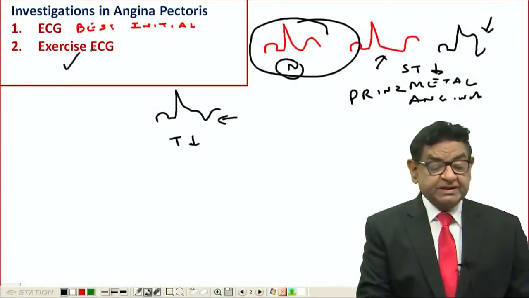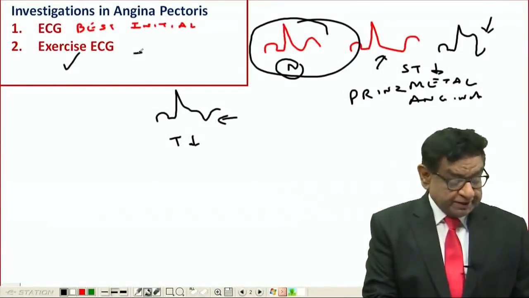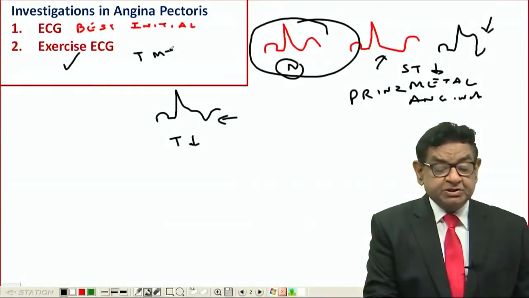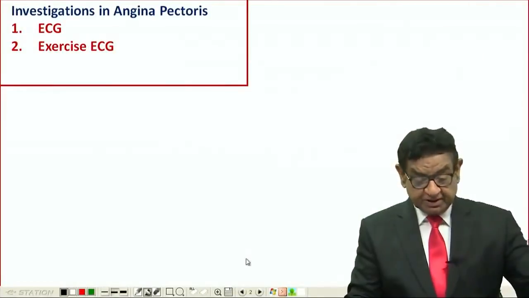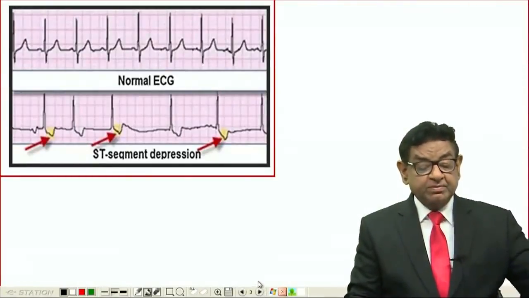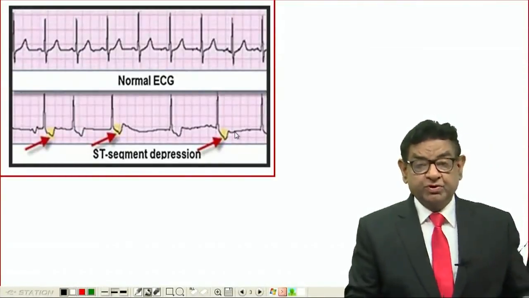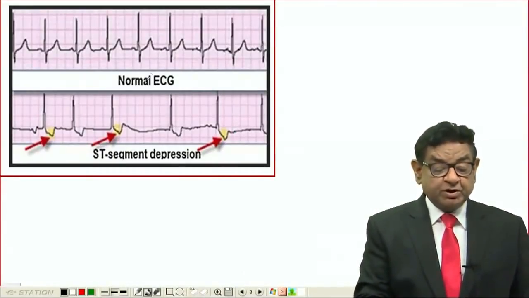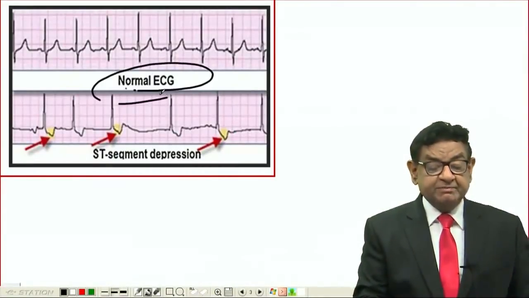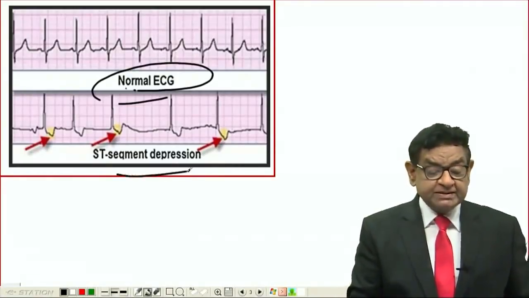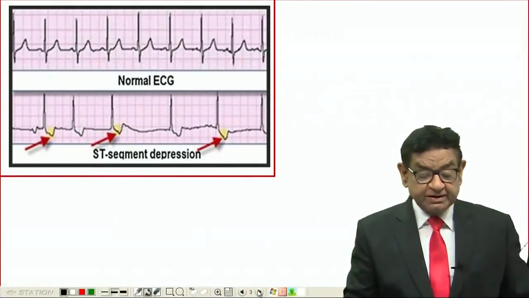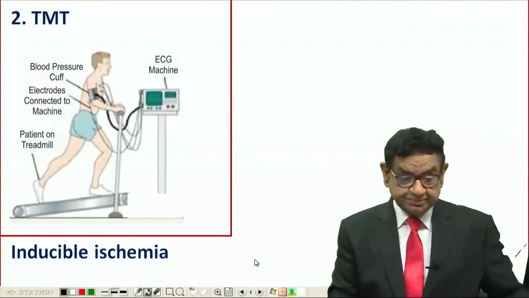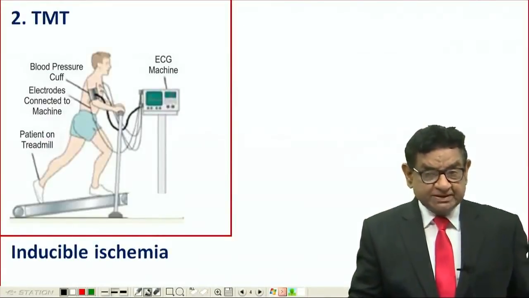Then you go for exercise ECG, also known as treadmill test. In short, we call it TMT. This is the next investigation. Before I go for the TMT, let me show you what I was talking about. Normal ECG can occur in a patient of angina, or maybe ST segment depression, which is the classical finding we get in angina. Now, TMT. Let me tell you the basic principle of TMT.